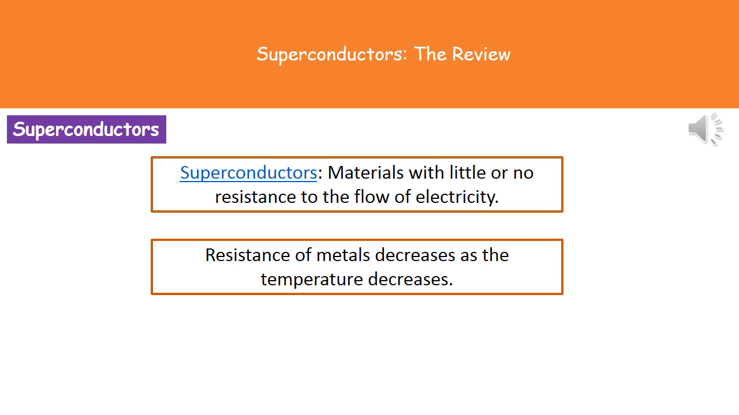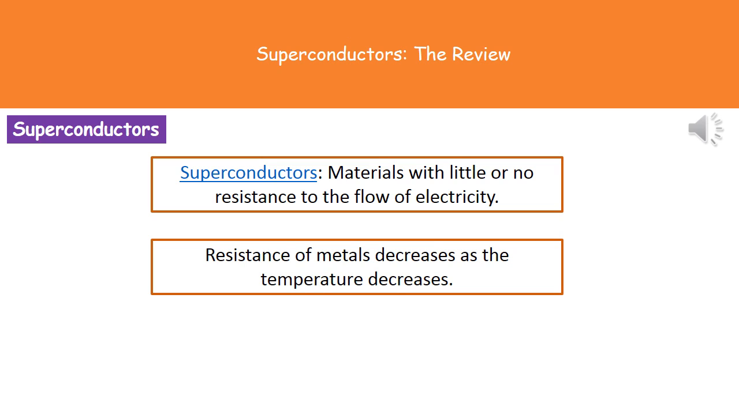If we think about a superconductor then, this is quite simply a material with very little or even no resistance to the flow of electricity. What we find is that the resistance of all metals decreases as we decrease the temperature. So superconductors work, at the moment, by being very cold. We actually have to use liquid nitrogen to cool them down. But when we've done that, we end up with something that has almost no resistance to the flow of electricity whatsoever. And if we've got no resistance, we won't be generating any heat, and therefore we won't be wasting any of our energy.